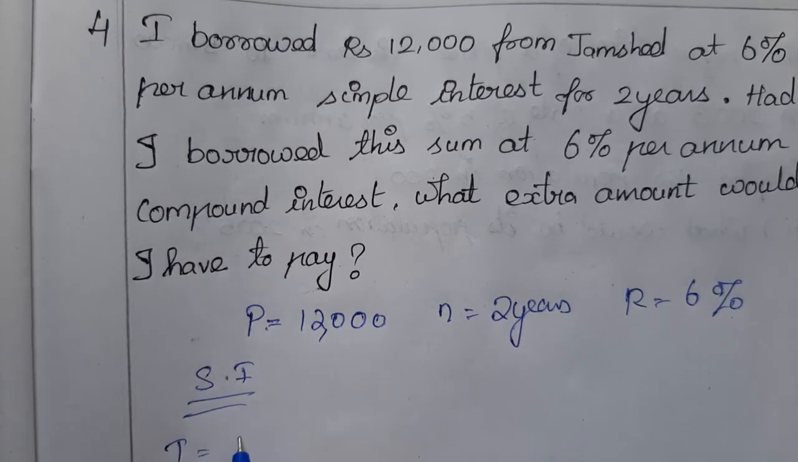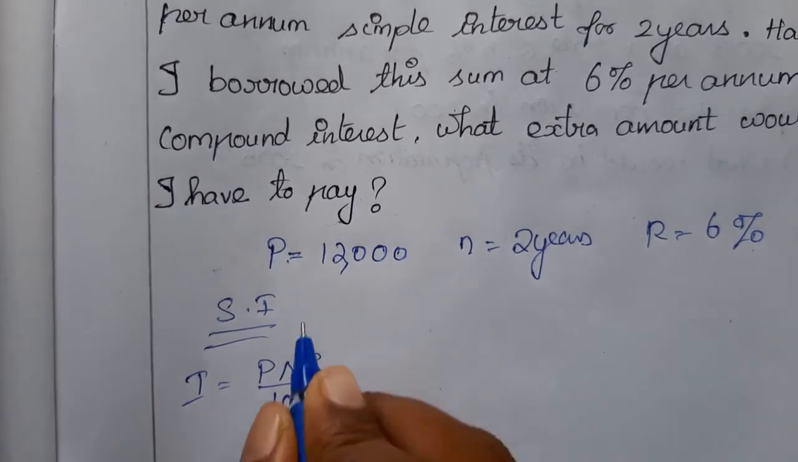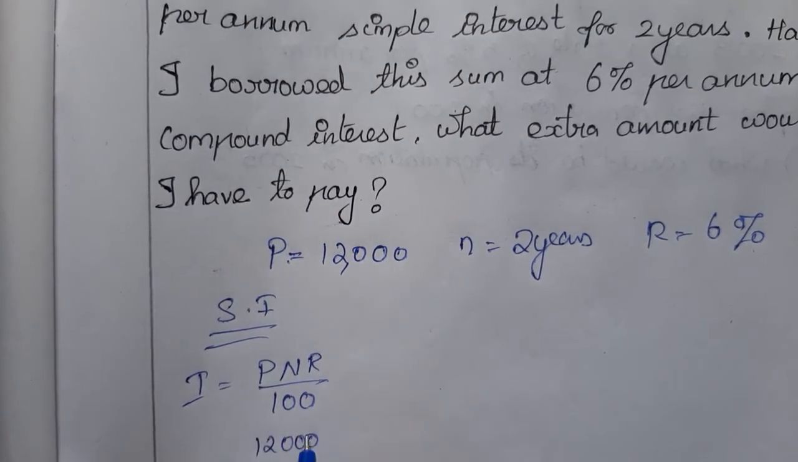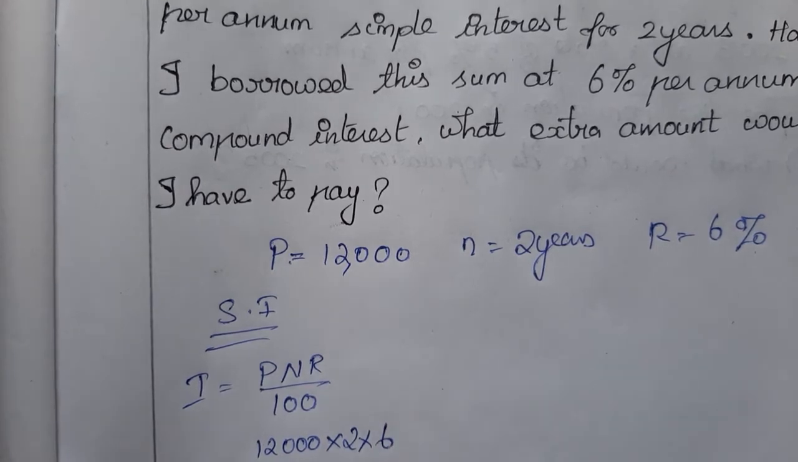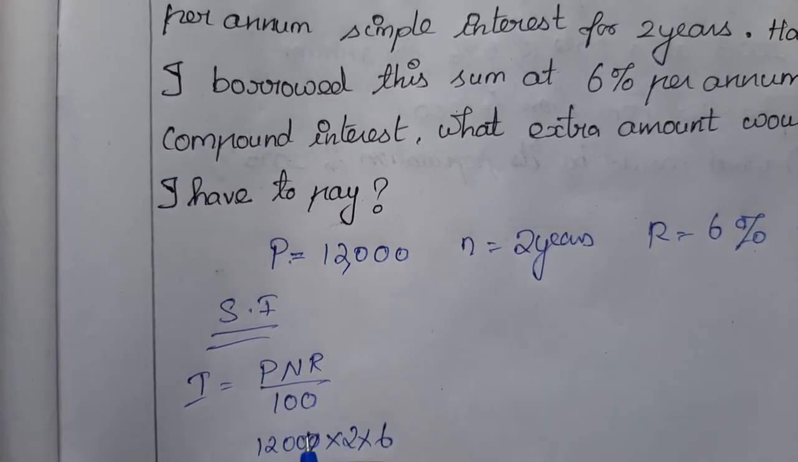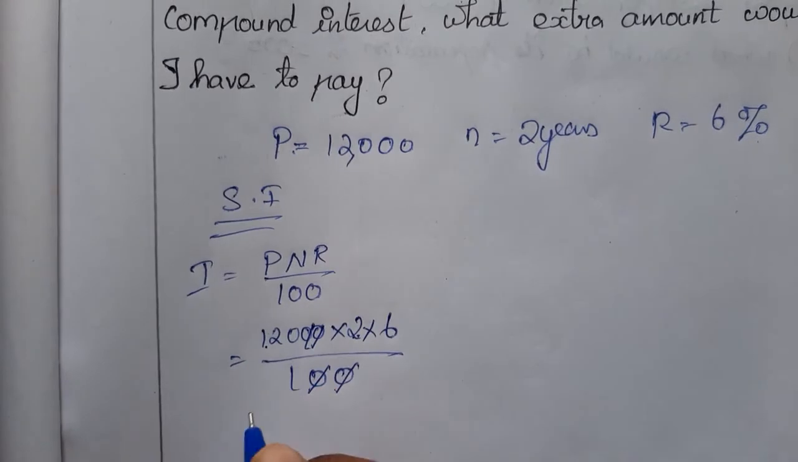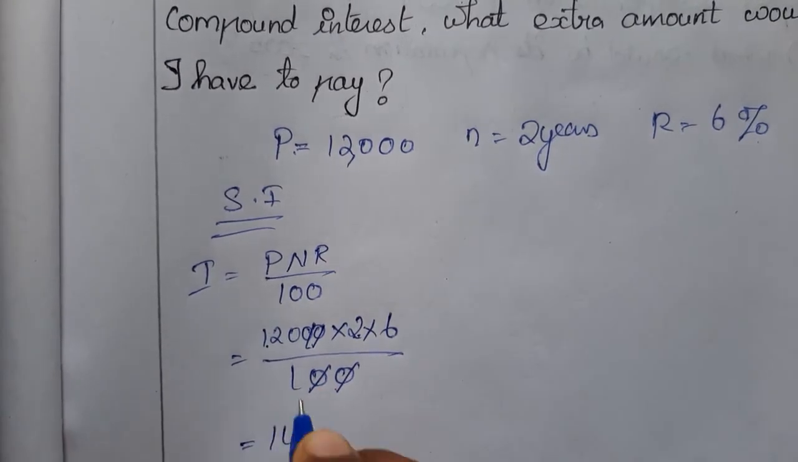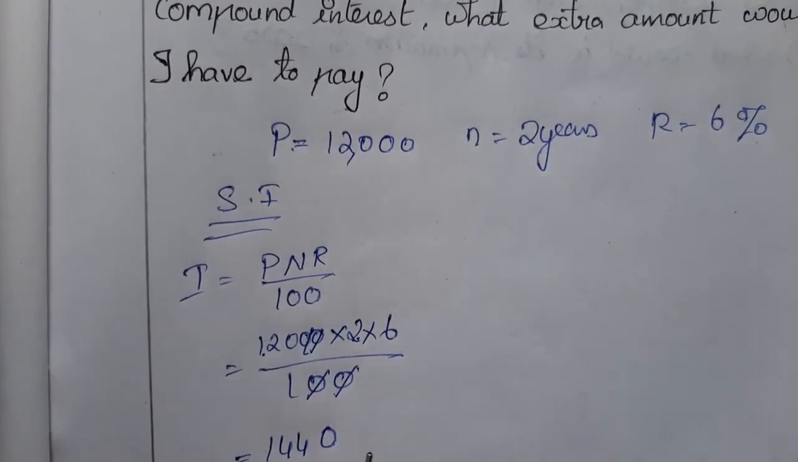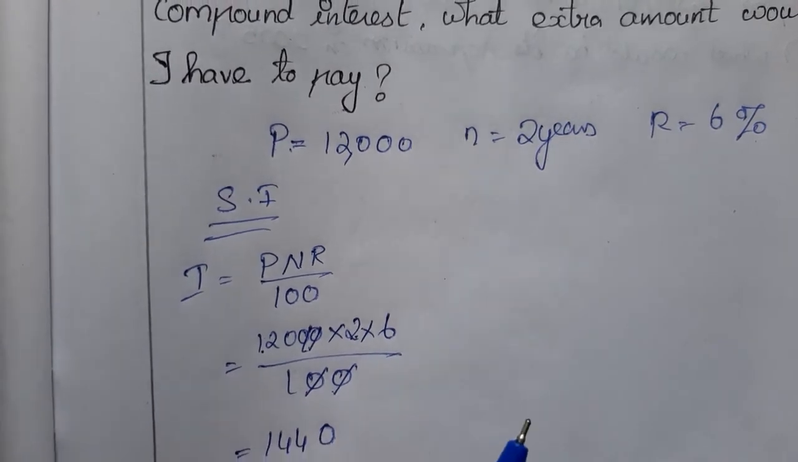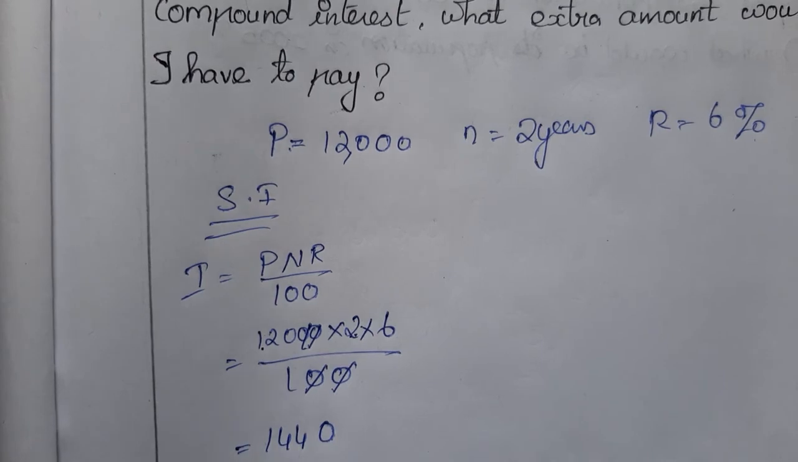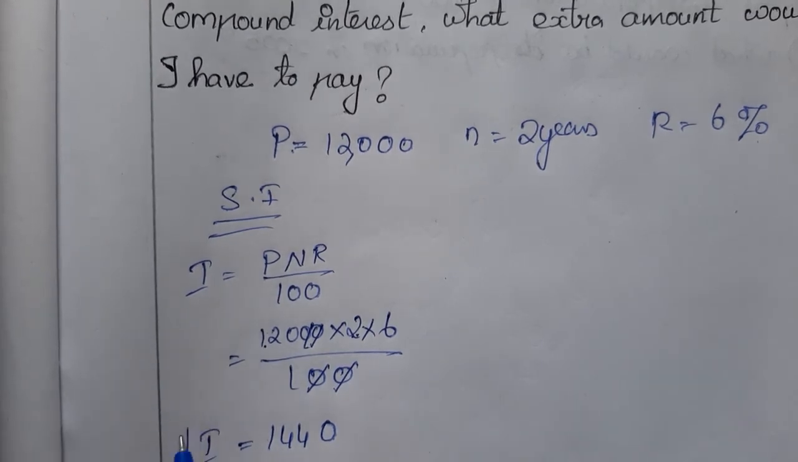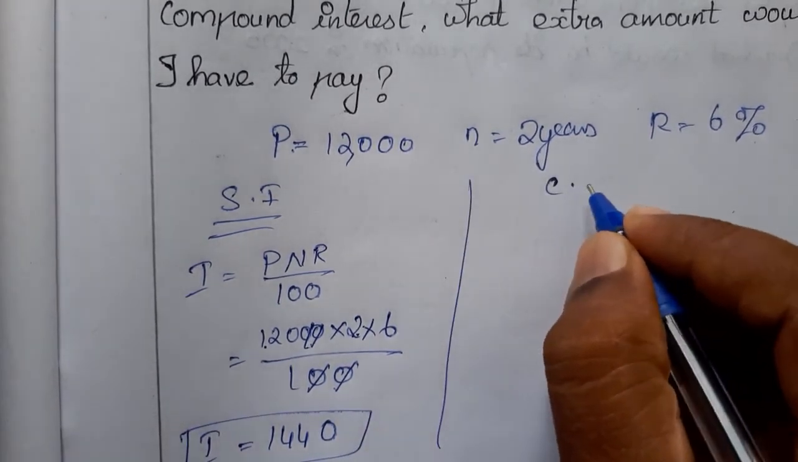So simple interest is equal to PNR by 100. So it's 12,000 into n is 2 into 6 by 100. 0 0 0 0, 6 2s are 12, 12 2s are 144 and the 0. So interest alone is 1,440. This is for simple interest, right? And let me calculate for the compound interest.